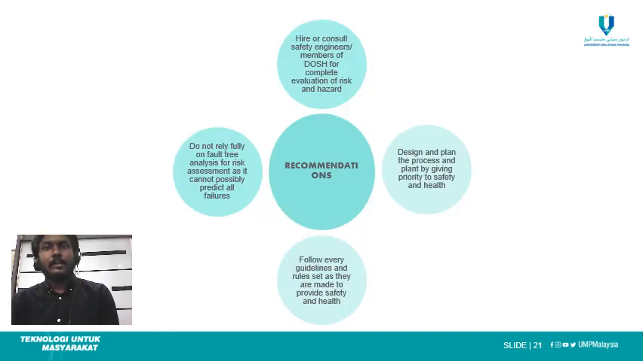Here are some recommendations for chemical processing plant planning. Firstly, it is important to hire or consult safety engineers or Department of Occupational Safety and Health members for a complete evaluation of risks and hazards. Secondly, design and plan the process and plant structure by giving priority to the safety and health of whoever is involved in the production as well as to the environment. Follow all guidelines and rules set as they are made to provide safety and health.